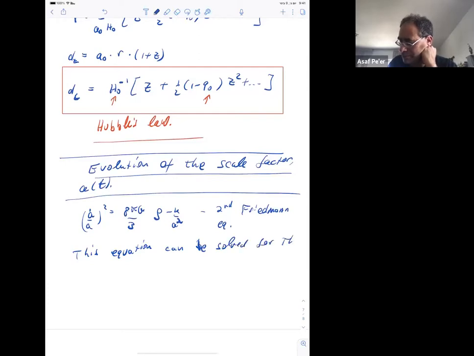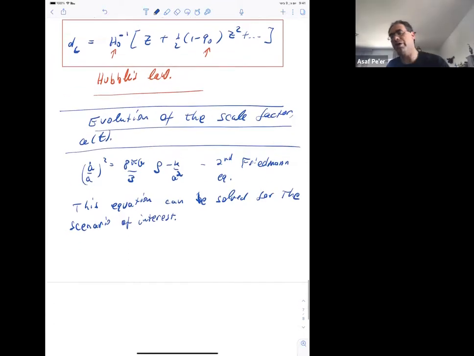For the scenario of interest. Now remember that we showed one or two lectures ago that, depending on the ingredient of the universe, the equation of state always has the form P equal to omega rho, right?